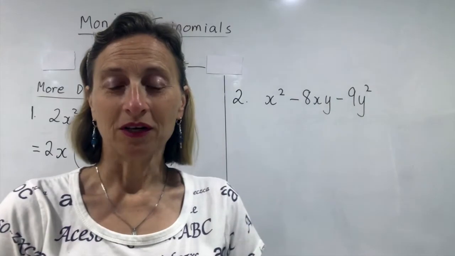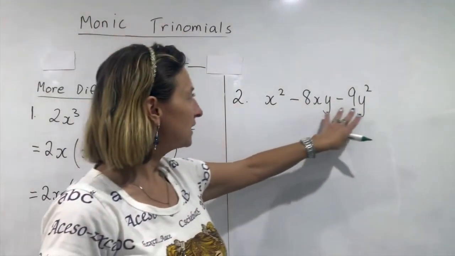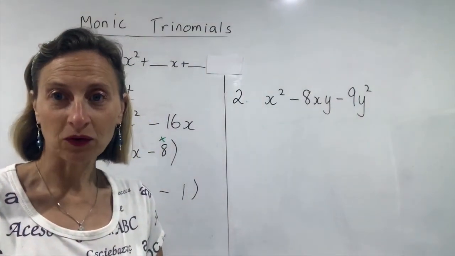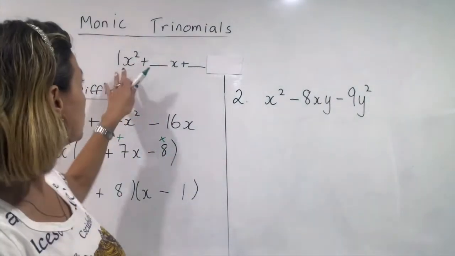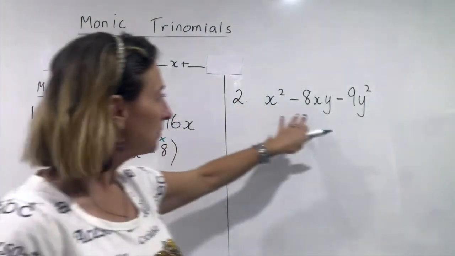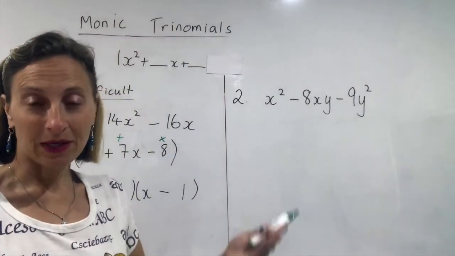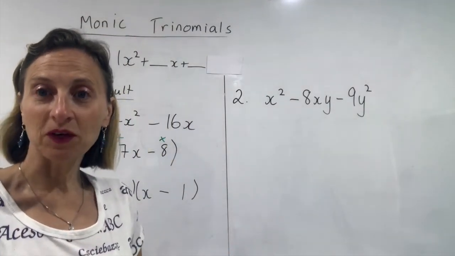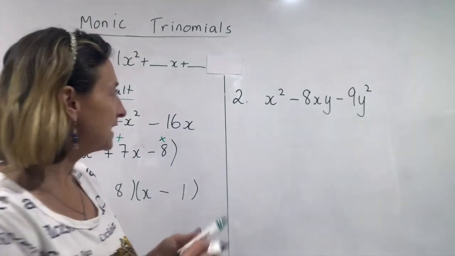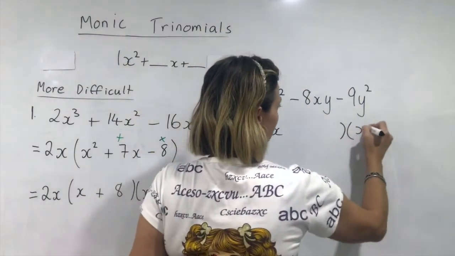Another very common tricky question in trinomials is this one. x squared minus 8xy minus 9y squared. Again, the reason that this is more difficult is because it's not in my traditional form of x squared, x, and a number. Our problem here is that we have this extra y in our expression that makes it more difficult because it's not in your normal form. So let's think about what we can do. We know that we start by doing x and x.